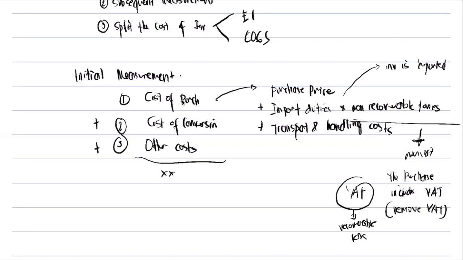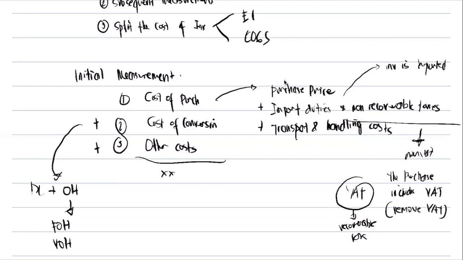Next, you have your cost of conversion. So for your cost of conversion, you already know this one and are very familiar with this. This is your direct labor and your overhead. And your overhead is either fixed overhead or variable overhead.